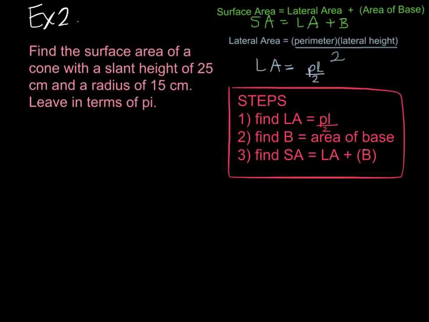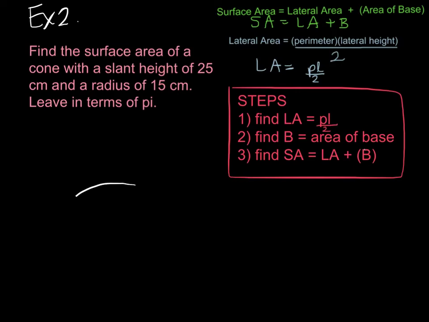Okay, example 2, I do want you to copy the words. It says, find the surface area of a cone with a slant height of 25 centimeters and a radius of 15 centimeters. Leave in terms of pi. These are the formulas we're going to be using, which have already been copied in your notes. And these are the steps you copied in example 1. If you can copy them again, or you can just reference example 1. Okay, we need to start by actually drawing the picture. So here's what I have.